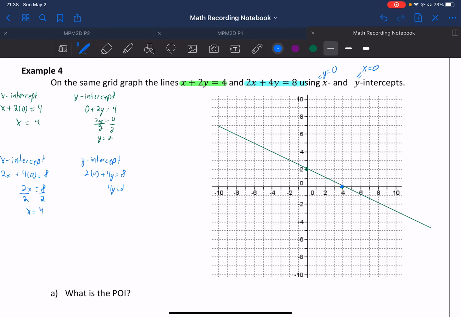For y equals 8, divided by 4, divided by 4, y needs to be all alone. We get y equals 2. What is going on here? Are you noticing what I'm noticing? Because I don't want to do blue on blue, let's see if we can get this. Something seems a little bit up here.